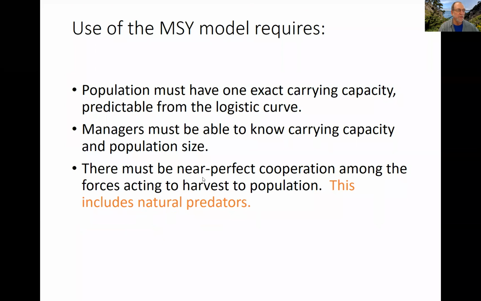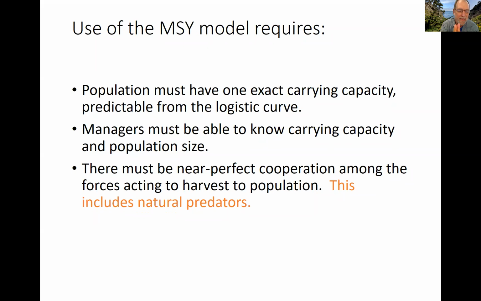Well, the use of this maximum sustainable yield model requires some information and some assumptions. One of the assumptions is that the population must have an exact carrying capacity, and that has to be predictable from the logistic curve. So we have to understand exactly what that carrying capacity was. Using this kind of model, you can see where the experts who were advising the Chileans about expanding their anchovy fishery went wrong, because they thought that the carrying capacity was the size of the population when there wasn't an El Nino year.